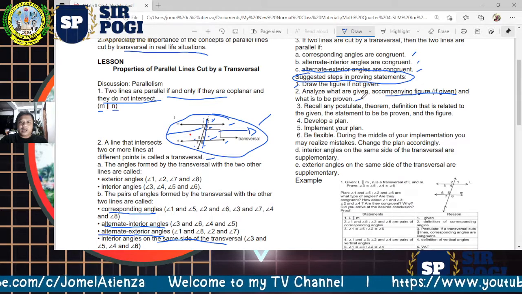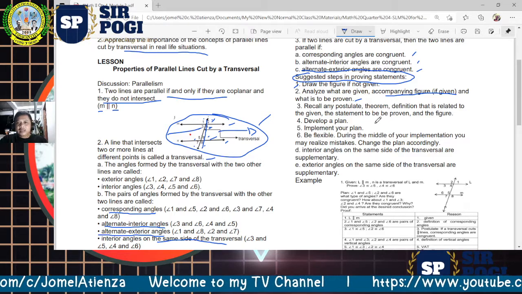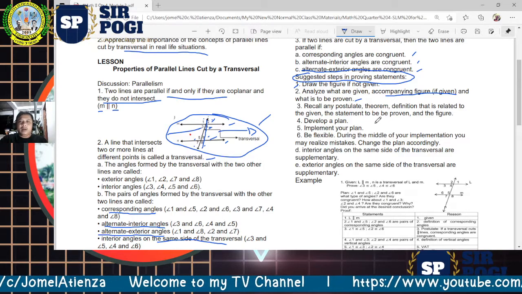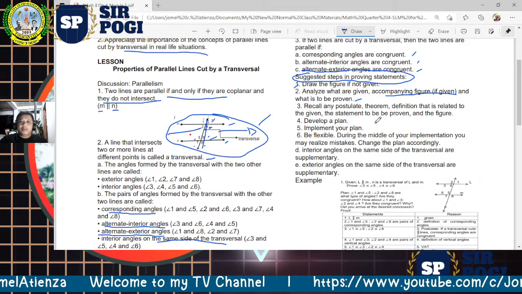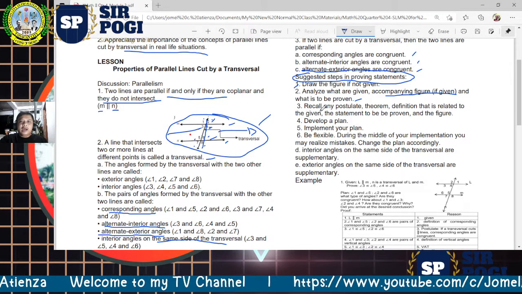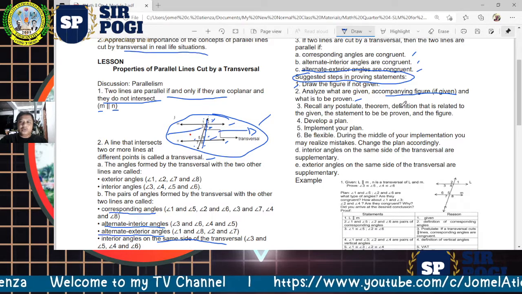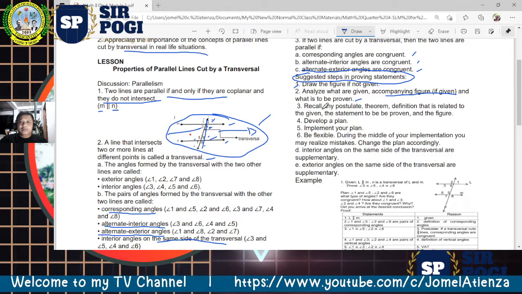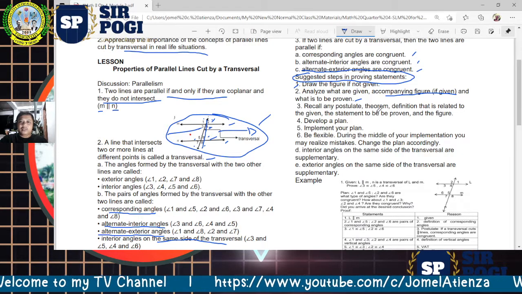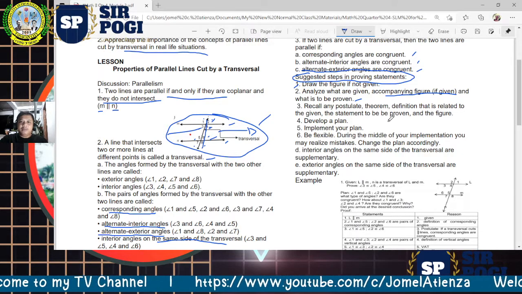So, ano yung ating kailangang tukuyin, kung sila baga ay, let's say, congruent or, let's say, parallel. And then, recall any postulate, theorem, definition that is related to the given, the statements to be proven and the figure.